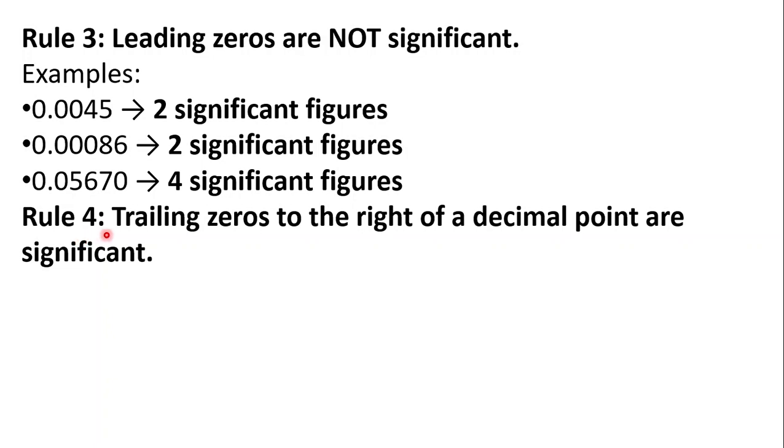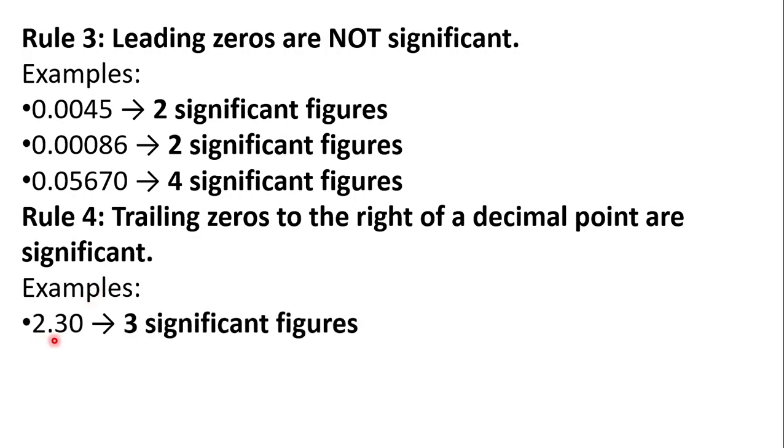Rule number 4. Trailing zeros to the right of a decimal point are significant. So when zeros come after a decimal point, those zeros are significant. For example, 2.30 has three significant figures, but 2.3 alone has two significant figures. Take note of that.